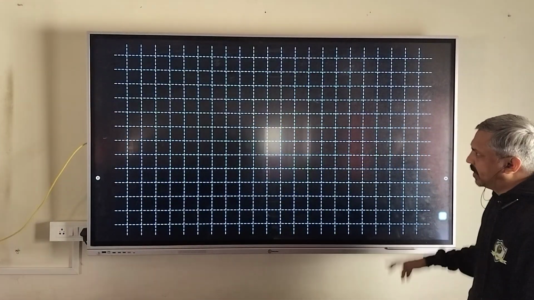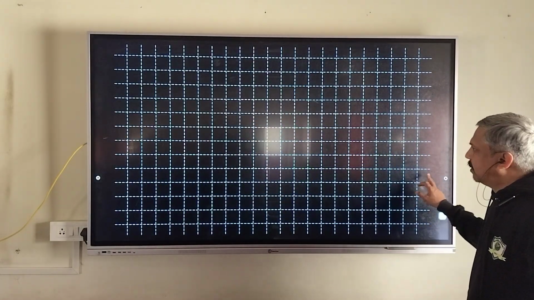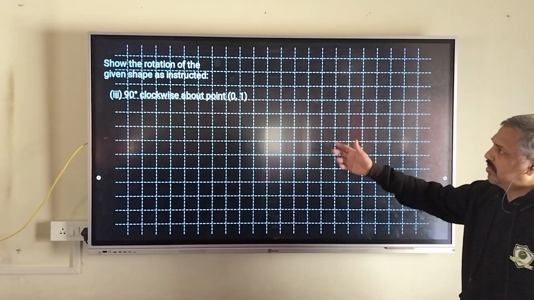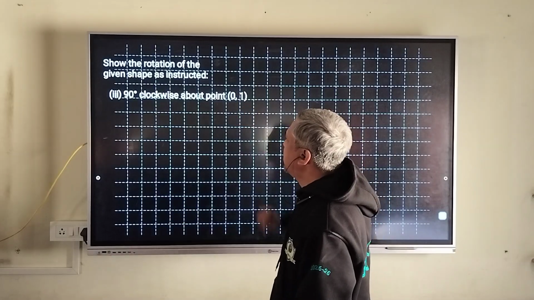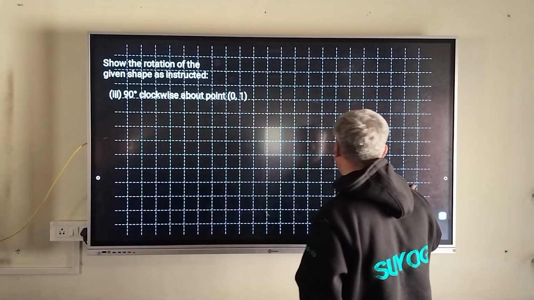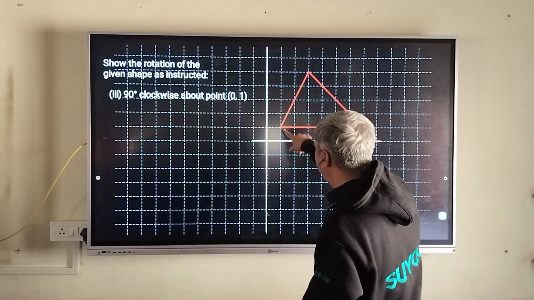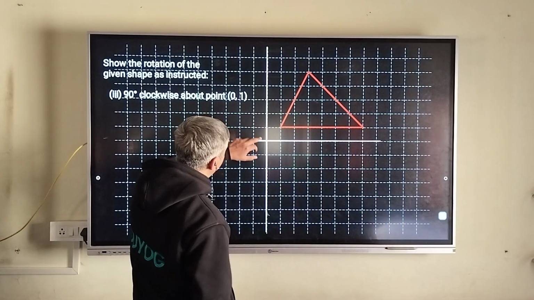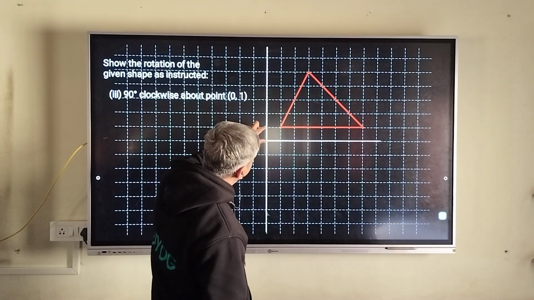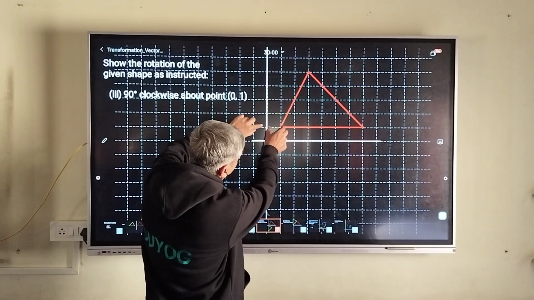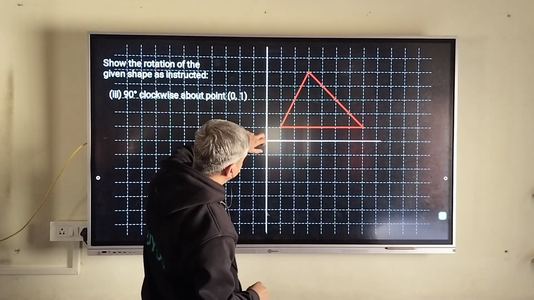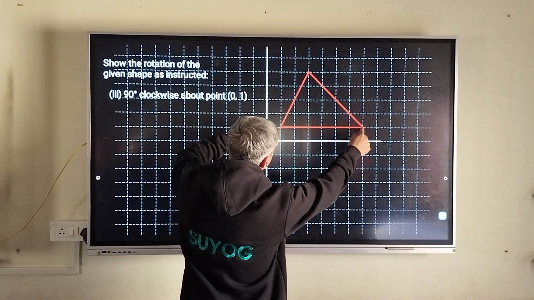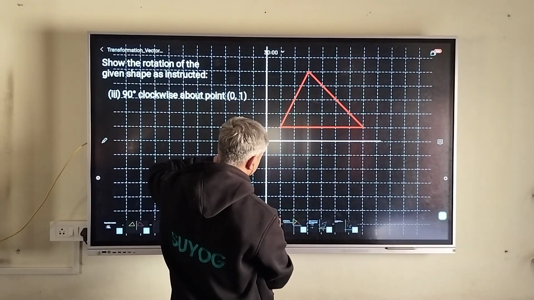The next one, rotation. 90 degrees clockwise about point (0, 1). Same object, but the point is (0, 1). (0, 1) is this point, about this point. So rotating this 90 degrees clockwise will bring it here. This, rotating 90 degrees clockwise, will bring it somewhere here.